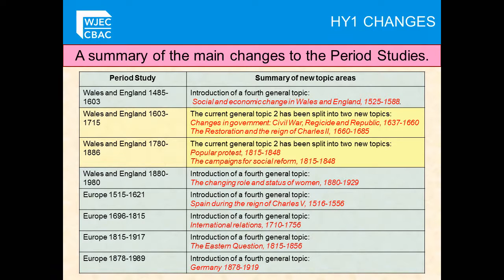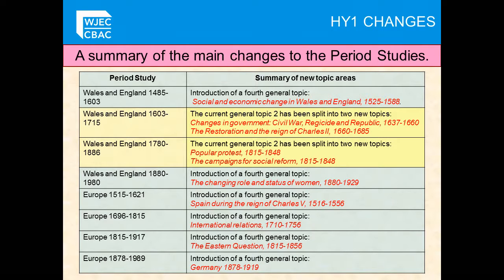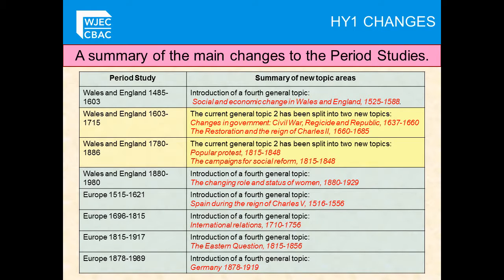The period studies have all had something added or changed, as this summary shows. In the 1485 to 1603 period study, the introduction of a social and economic theme would provide some alternative to the largely political and religious coverage. In the 1603 to 1715 and the 1780 to 1886 studies, the opportunity has been taken to split the large topics into more manageable component parts, while other period studies see the introduction of new country, new gender or foreign policy issues.